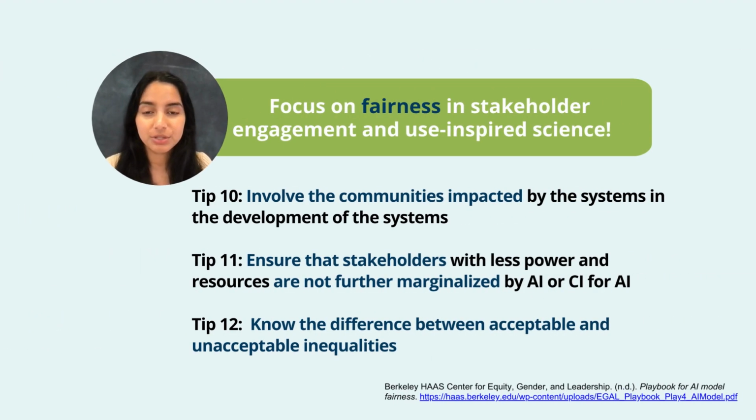Tips 10 through 12 have to do with fairness. Tip number 10 is to involve the communities impacted by the systems in the development of the systems. Use democratic ideals to identify communities impacted and facilitate engagement and feedback. Tip number 11 is to ensure that stakeholders with less power and resources are not further marginalized by AI or CI for AI. And tip number 12 is to not get boxed into the one trade-off paradigm. Boxing yourself into one paradigm can blind you to inequalities. Thinking broadly about stakeholders can help you see the impact of your work on human, non-human, and environmental welfare.